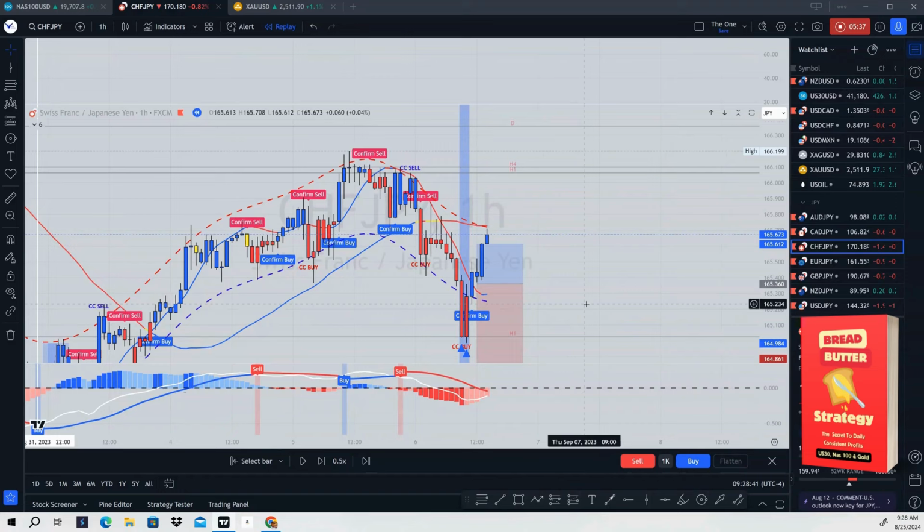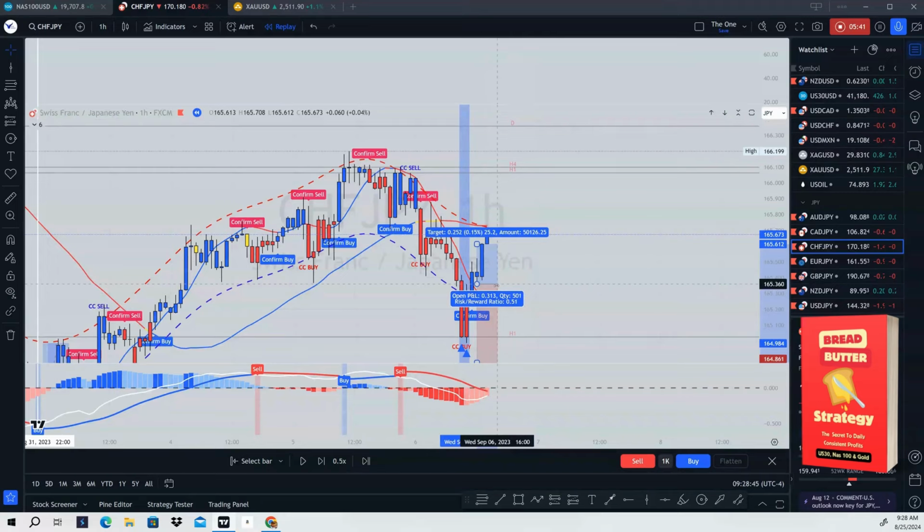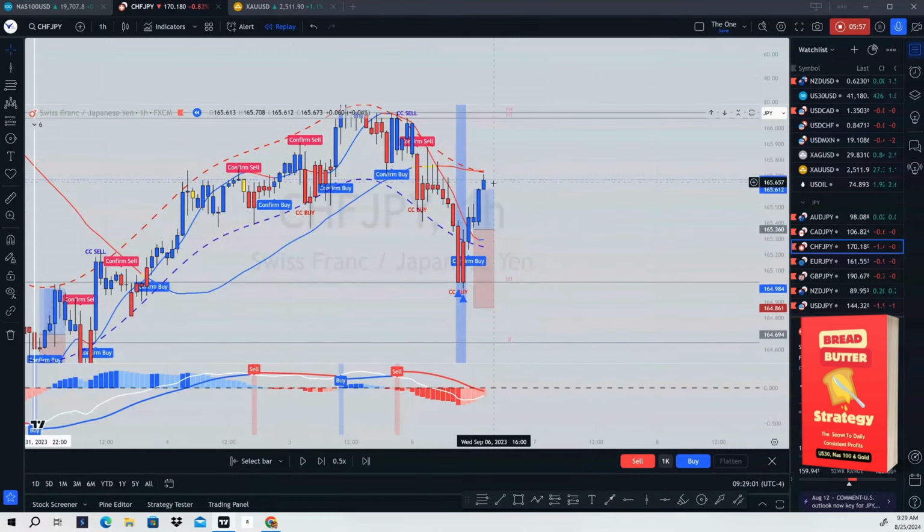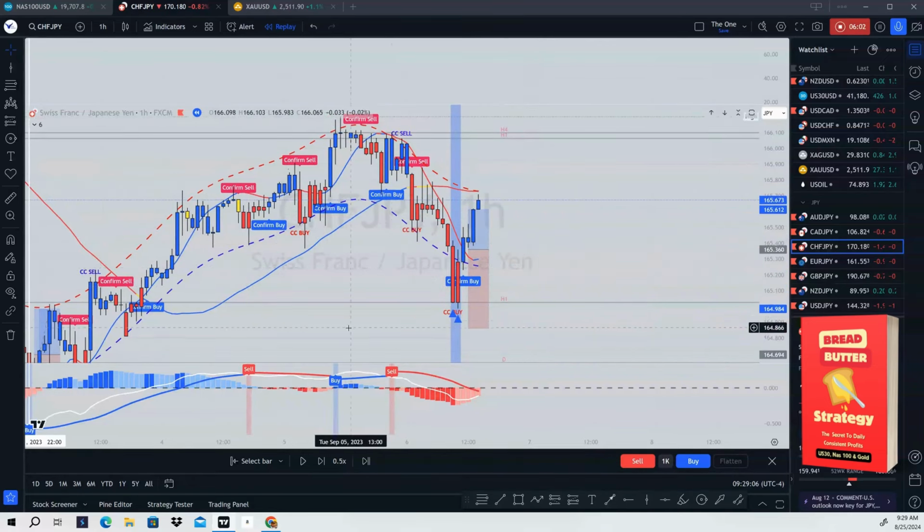Now, we can see that price is below the 47 moving average. You had a break, price came back up to retest. Now price breaks above, then we're back bullish again. But right now we are bearish. Let's see if we can get a trend trade here on CHFJPY.